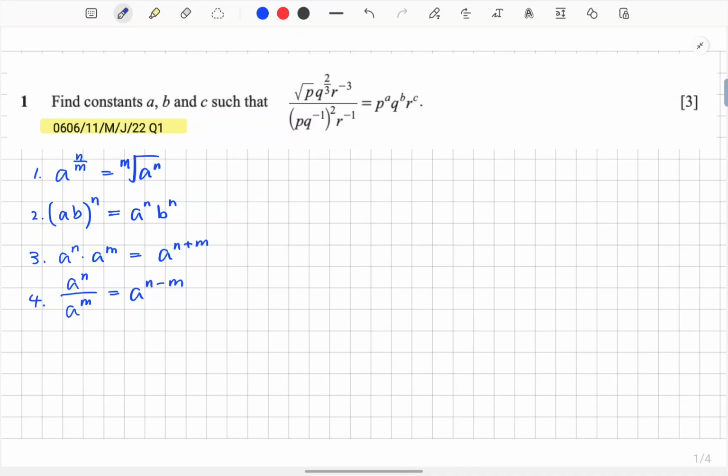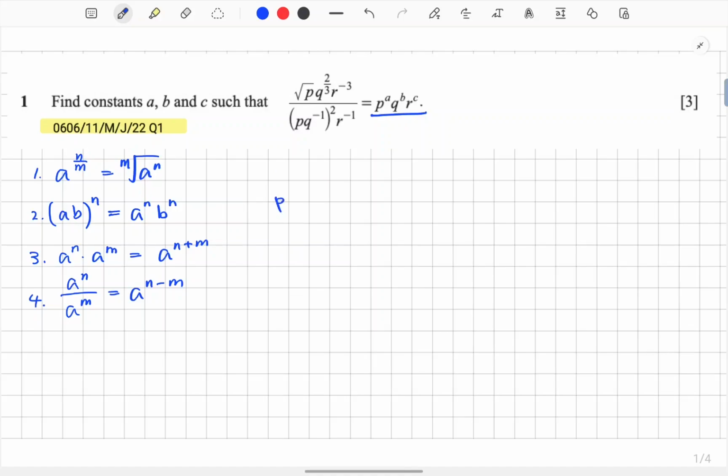Okay. So this question is from the paper in 2022. Our final answer should match this part, where P, Q, and R only have 1 exponent each. So our first approach will be simplifying all the square roots and parentheses into a base and an index. First, when we see the square root of P, we can think of it as P to the 1/2, because the 2 here is actually the second root of P.